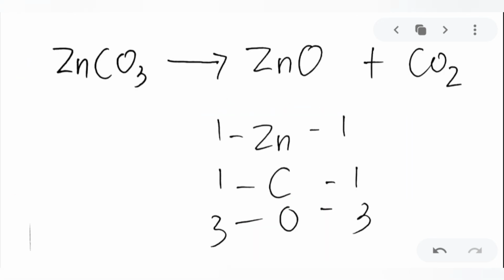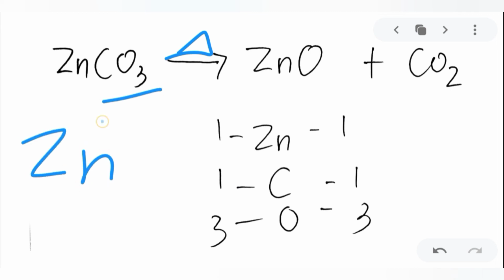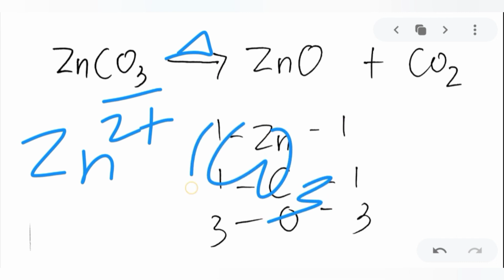Check. Another example for the carbonates is the decomposition of zinc carbonate. So when heated, it will produce an oxide and then carbon dioxide gas. So this one is a carbonate because we have here the anion group of carbonate. So the charge of zinc is 2 plus. The charge of carbonate is negative 2.